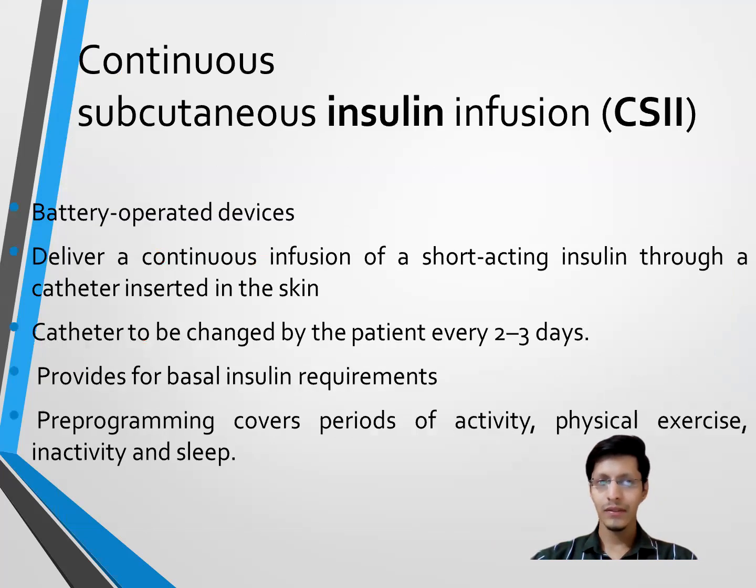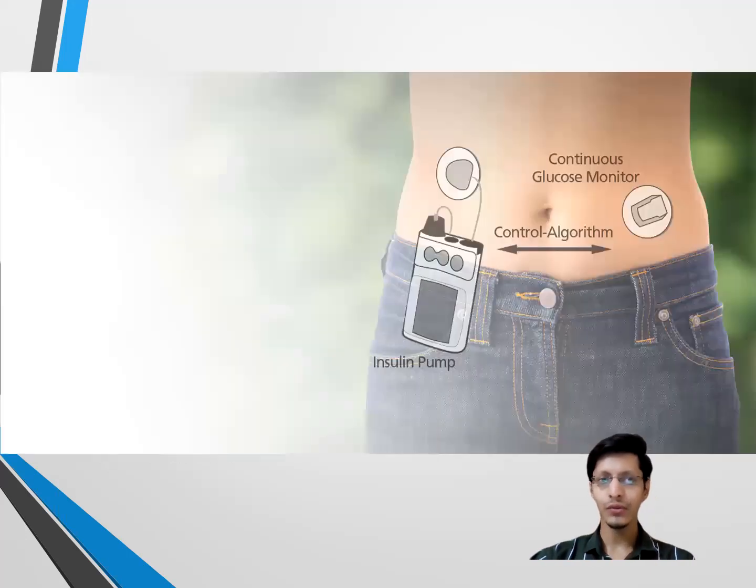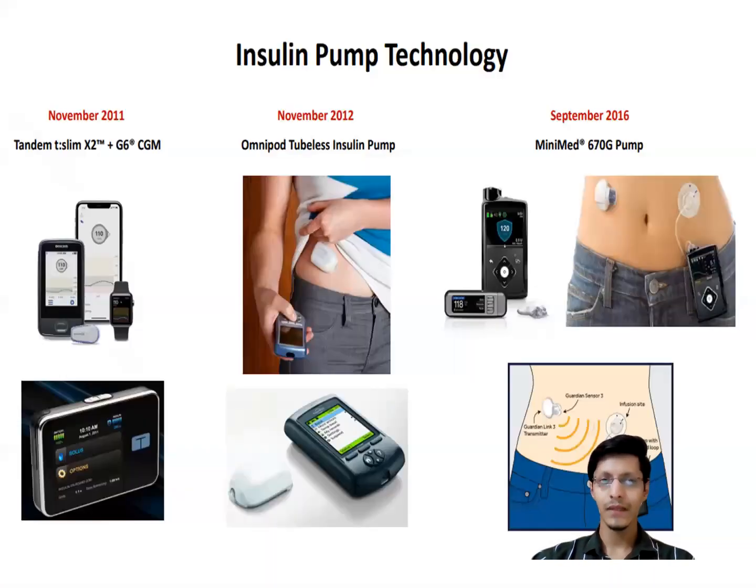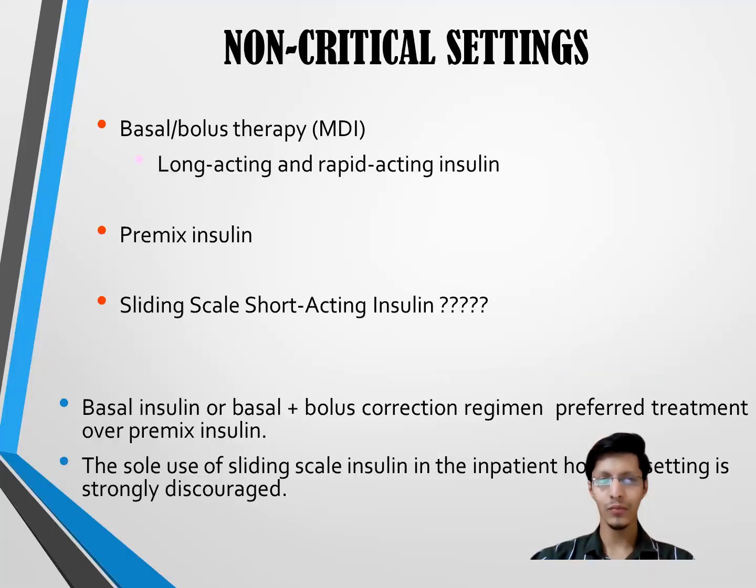So this is a basal bolus regimen. We already know what is coming, the future, or I'll call it the present. Nowadays, there is a battery operated device, a continuous subcutaneous insulin infusion pump, and the catheter can be changed every 2 to 3 days. These are not newer, because they are very common these days. It can be connected to mobiles, and the size is reducing day by day.